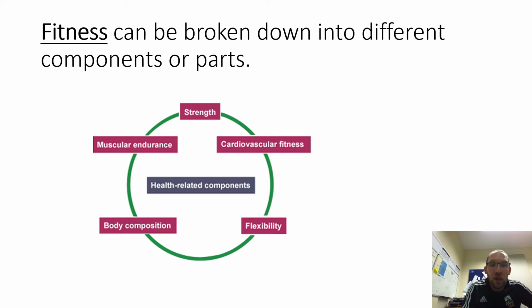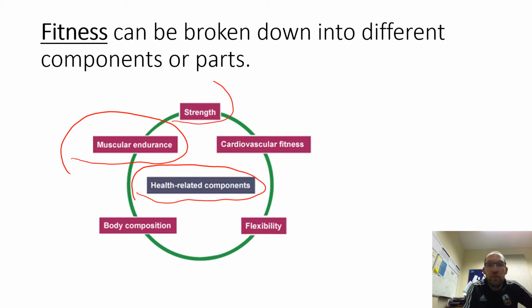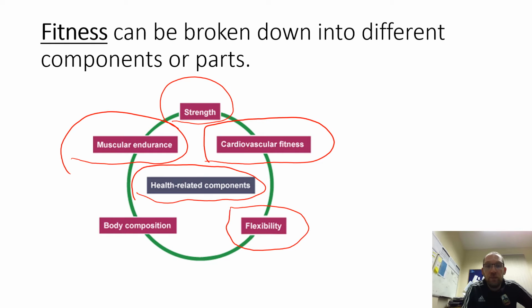So this is health related components. Remember, health related. So health related are muscle endurance, strength, cardiovascular fitness. You guys will call that stamina, but we're using cardiovascular fitness. Flexibility, body composition.